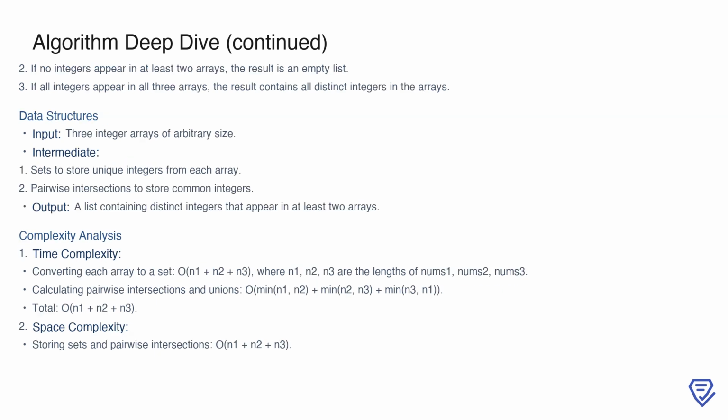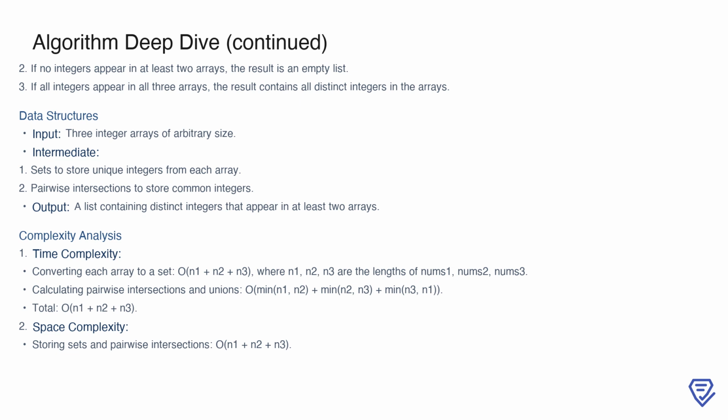Edge cases are an important consideration in this problem. If all three input arrays are empty, the result is an empty list since there are no integers to compare. Similarly, if no integers appear in at least two arrays, the result is also an empty list. On the other hand, if all integers appear in all three arrays, the result will include all distinct integers from the arrays. The data structures we use further clarify the solution.